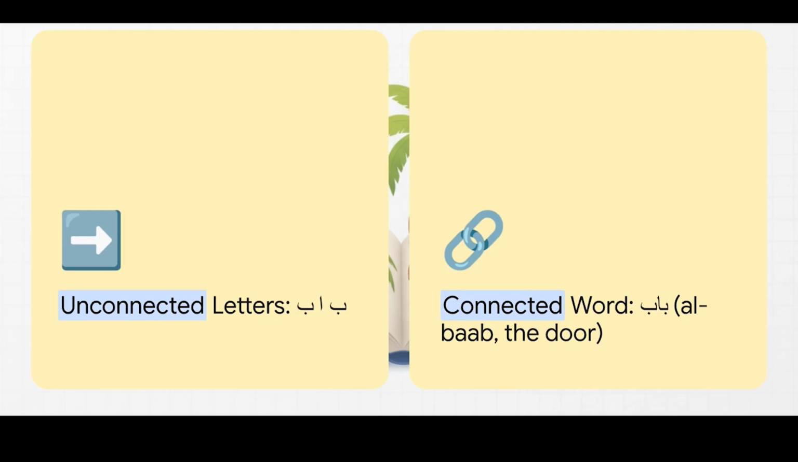But in Arabic, they flow together. So over here, you see the individual letters for the word bab, which means door. But look at what happens when you write it. See how they connect into one beautiful flowing word? That's what gives Arabic script its signature look.